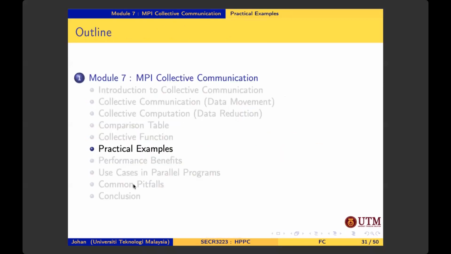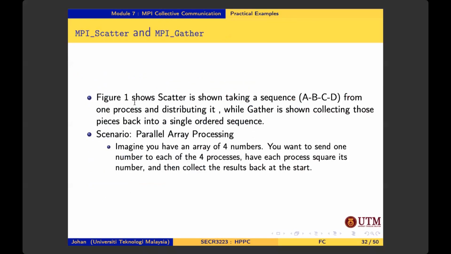So, a practical example: MPI scatter and MPI gather. Figure 1 shows scatter taking a sequence A, B, C, D from one process and distributing it, while gather is shown collecting those pieces back into a single ordered sequence.